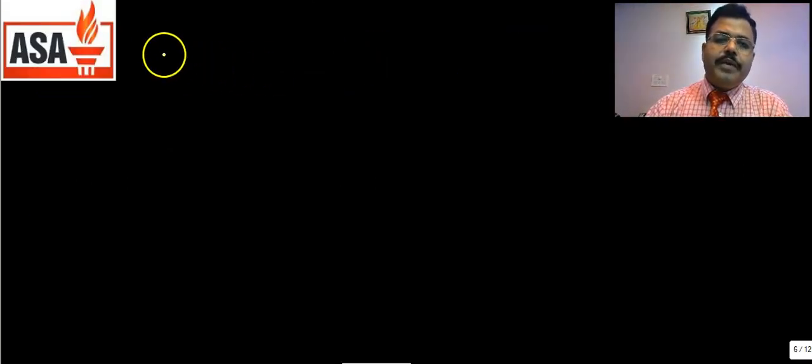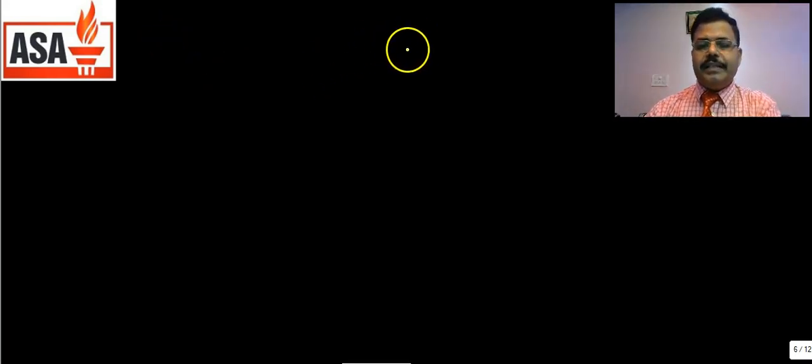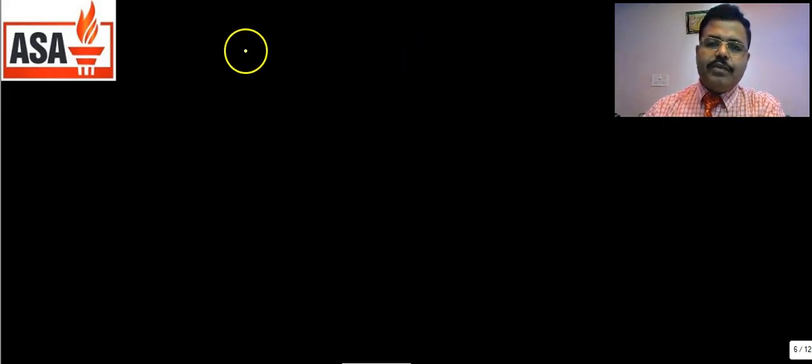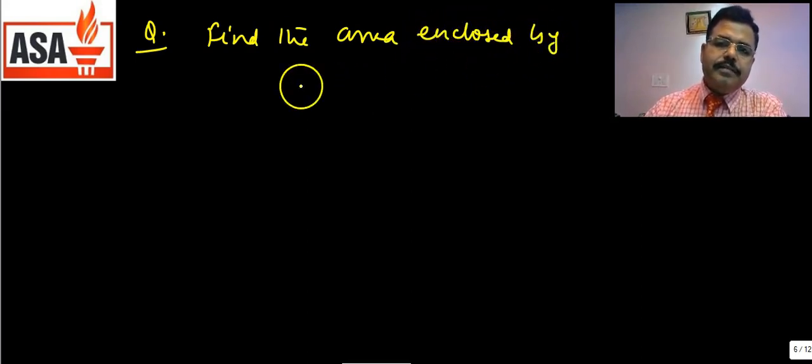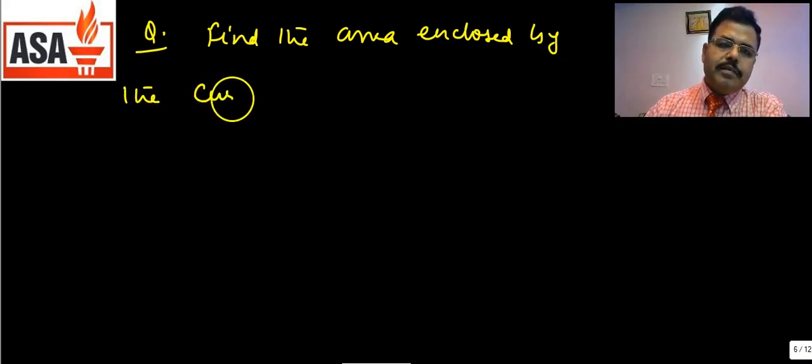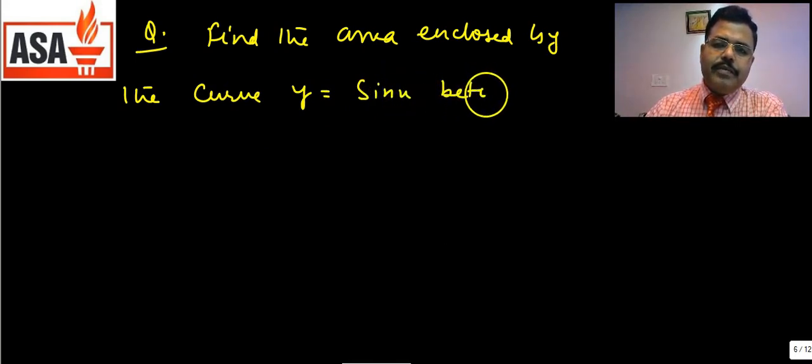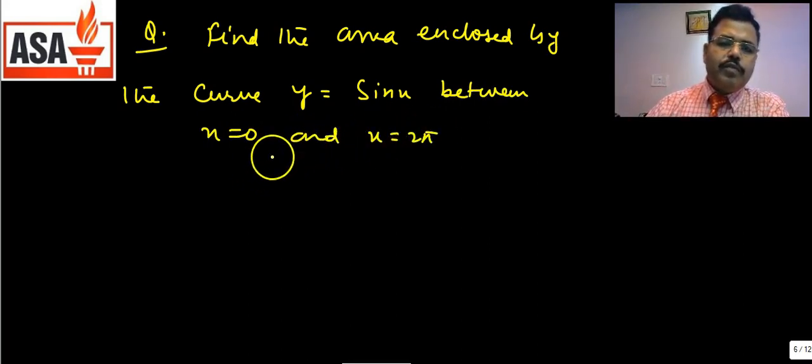But suppose whenever you have to find the area of a curve which is below the x-axis, then what to do? In that case, for example, find the area enclosed by the curve y is equal to sin x between x is equal to 0 and x is equal to 2 pi. So what to do?